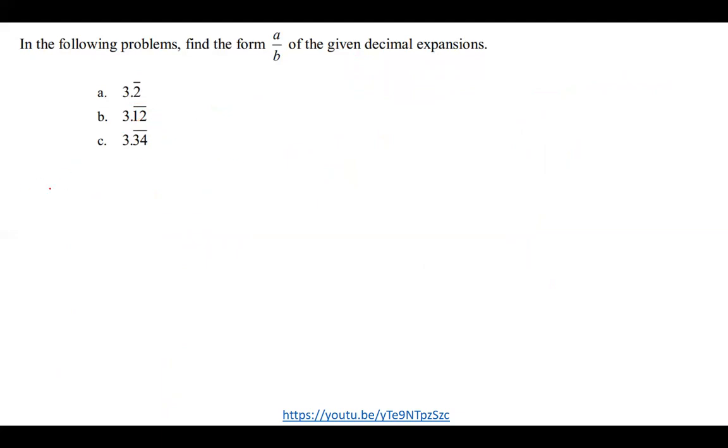So the next one is 3.12 repeating. First step, you say let x be equal to 3.12 repeating. What we'll do here is move the decimal point to cover the repeating decimal places. We multiply by 100 since we're moving 2 places. So 100 times x gives us 100x.